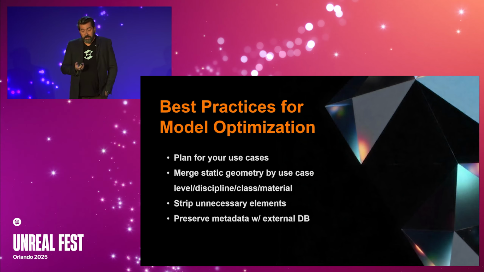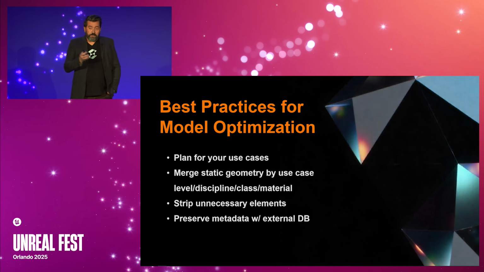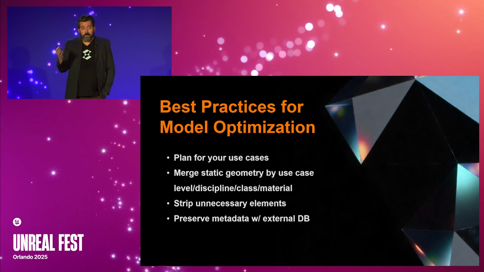Another really good point is to merge as much of your geometry as you can based on those use cases you've defined. So whether it's level, discipline, class, material, try and merge geometry to condense some of it, and strip any unnecessary elements. So if you know your use case, say you're not going inside, you can strip out all the furniture in a BIM model, things like that. And depending on how you're processing things, you definitely want to preserve your metadata in an external database.